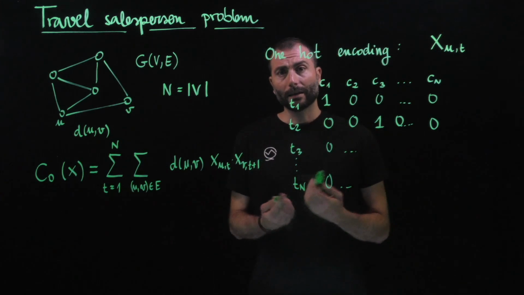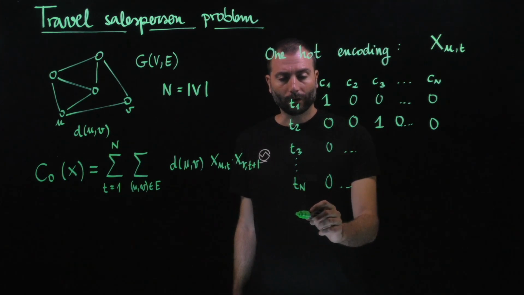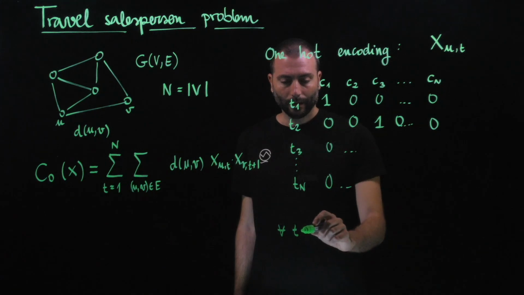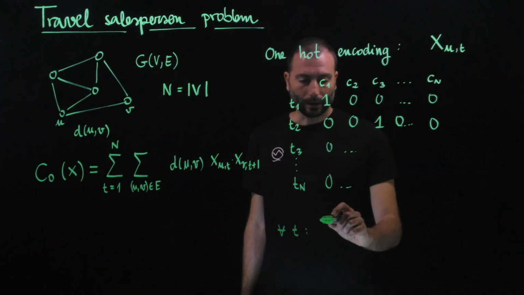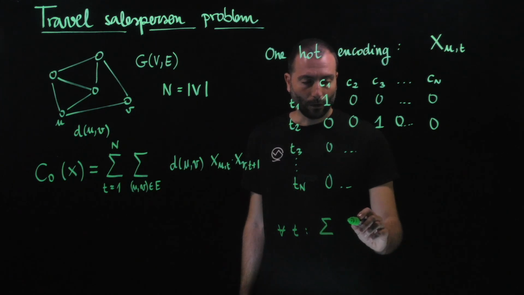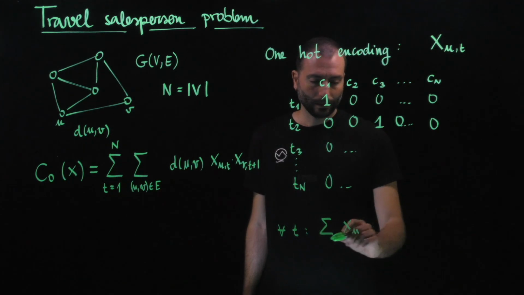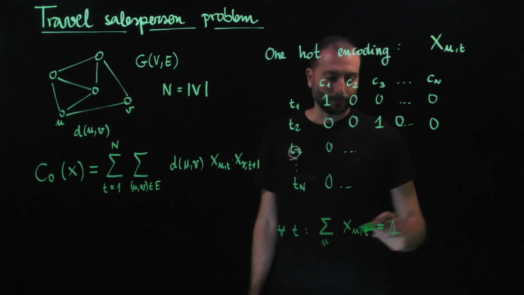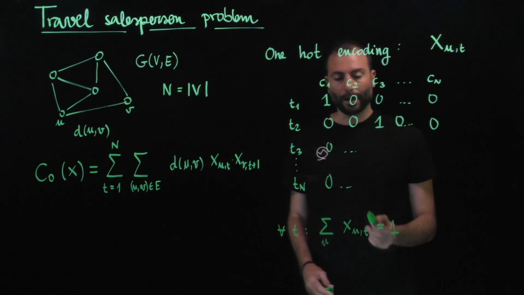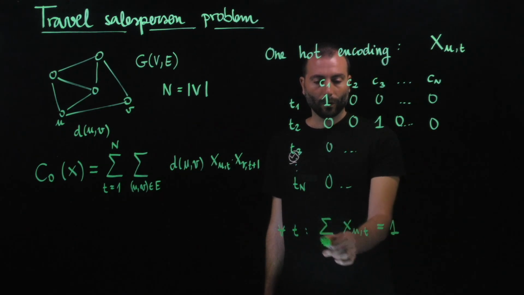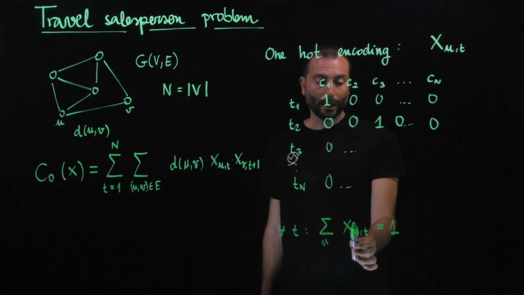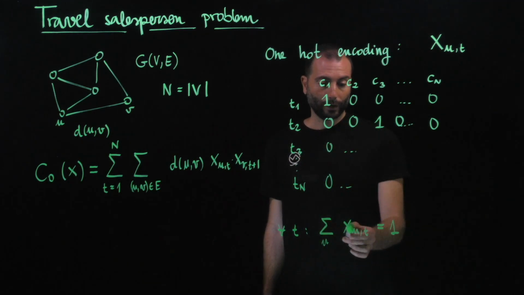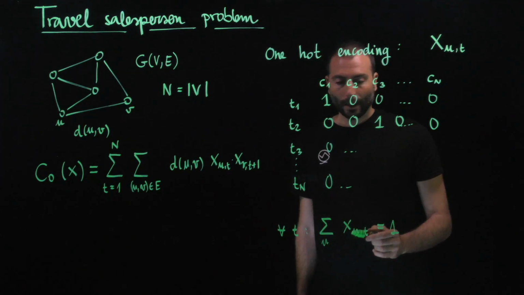Just as an example of the type of constraints that we will have, for every t, we would like to be somewhere. That is, the sum over all the cities at this given t needs to be 1. Remember that these coefficients are bits, so this is a binary string. So the only way to guarantee this is that exactly one of the variables takes the value 1.